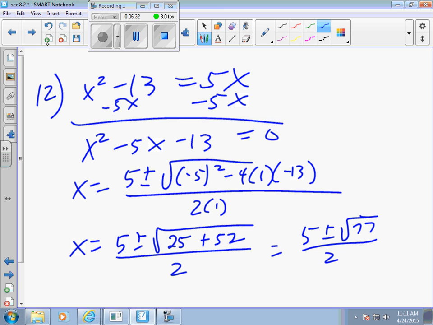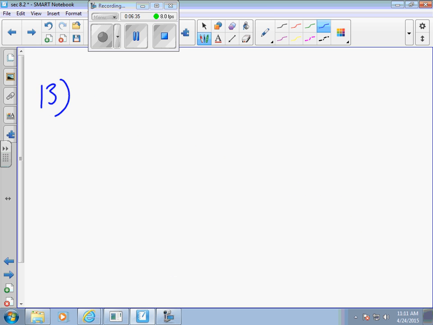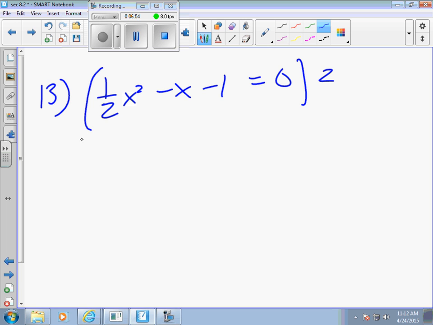And the last one we're going to do today is number 13. We have 1/2 x squared minus x minus 1 equals 0. Now, I'm not sure about you guys, but I'm not a big fan of fractions. If I multiply my whole equation by 2 to get rid of my fractions, I'm going to get the same answer as if I use a half. So if I multiply through, I get x squared minus 2x minus 2 equals 0. So I will get the same answers with this equation as I do with this equation.